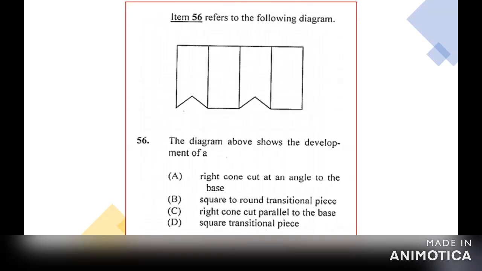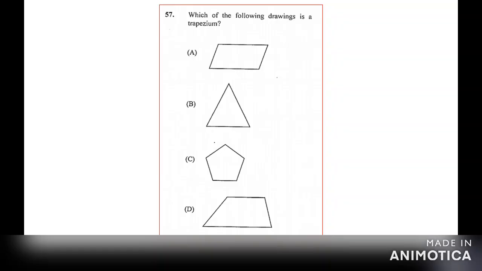Number 56, the diagram above shows the development of a square transitional piece. A square transitional piece is D, meaning that it's a square piece, but it is not fully square. It's transitioning into another shape. Okay, so it's a square transitional piece. Okay, number 57. Which of the following drawings is a trapezium? You should be able to answer that one. The answer would be D, by the way.